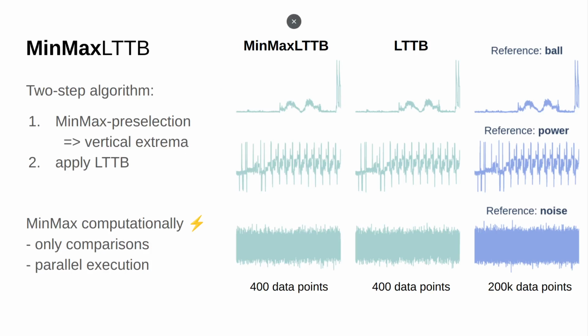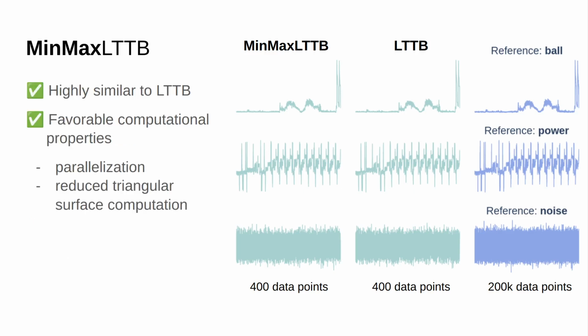MinMax-LTTB is a two-step algorithm that is an extension to LTTB. In the first step, it applies MinMax-Preselection. For each bucket, several vertical extrema are pre-selected. In the second step, LTTB is applied on these pre-selected vertical extrema. Since only the first step scales with the length of the data, MinMax-LTTB possesses the same computational properties as MinMax. This means that it is computationally efficient as MinMax only entails comparisons, and it provides parallel execution just like MinMax.